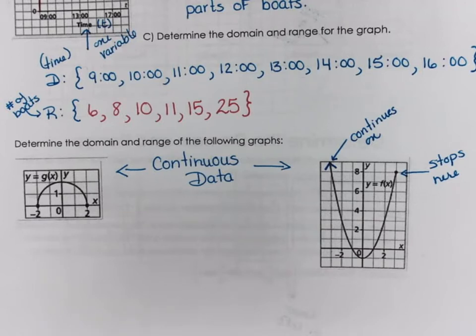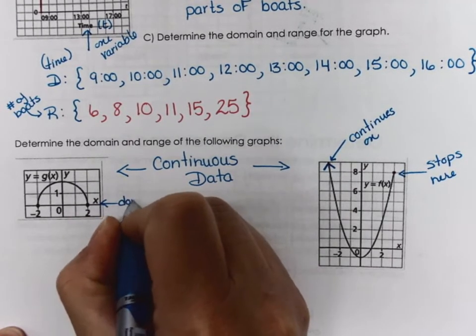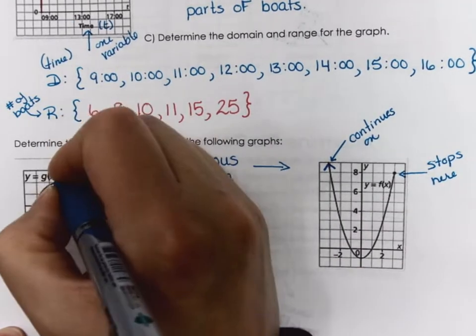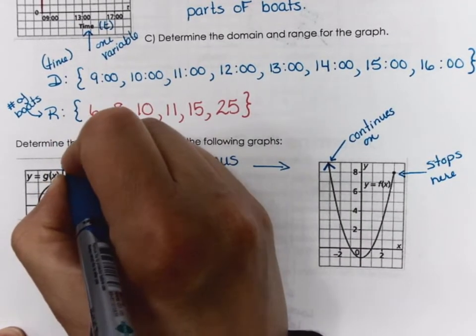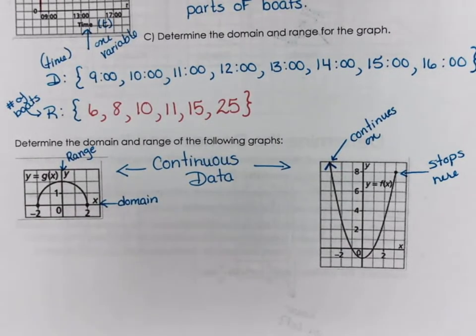Okay, let's talk about, so which one is my domain? Is it my X or is it my Y? You have no context here. Like it's not boats in a harbor or time of day or weight of soup cans or whatever. Right? Your domain will always be the X. So if you have no context, you know that the X will be your domain and your range will be your Y. Okay, and what I mean by context is you don't know what the graph is measuring.